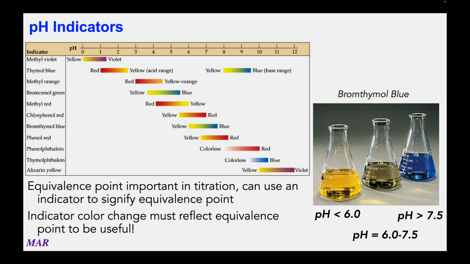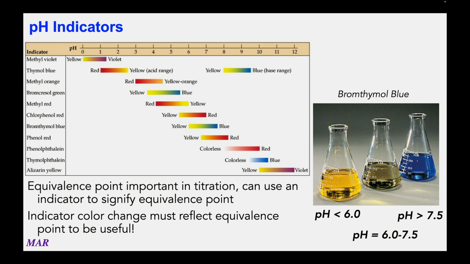An indicator can be used when you don't have a pH meter. pH meters are always the way to go. However, indicators can be useful too. An indicator is nothing more than a chemical that changes color under certain pH ranges. So on the right-hand side there, you can see bromothymol blue. If you have an acidic pH that's less than 6, it'll be kind of a yellow. It's kind of a green in the middle, but greater than 7.5, it actually becomes kind of blue. So it's kind of a cool concept that can be used.